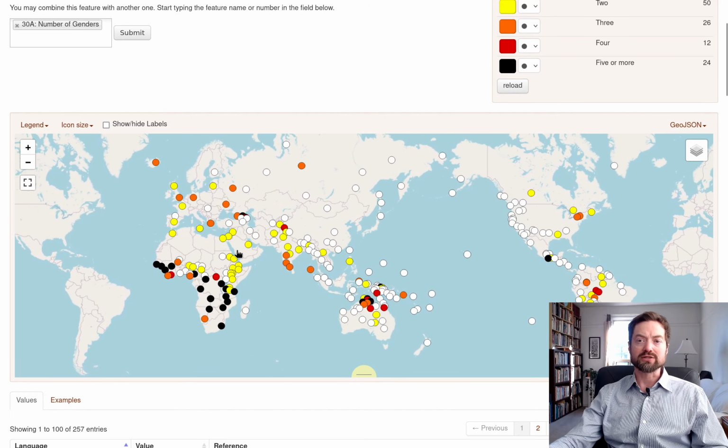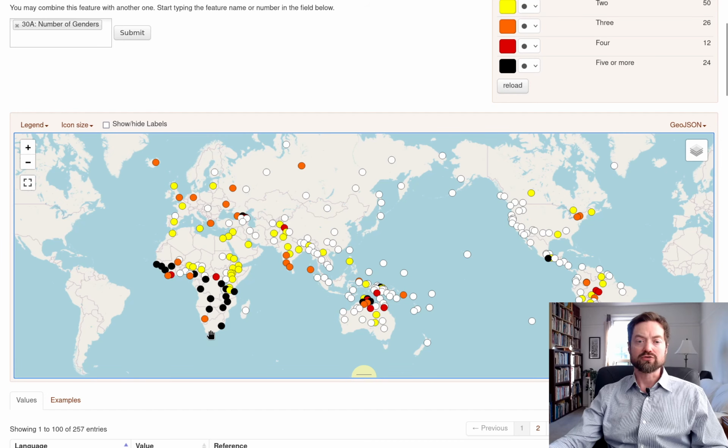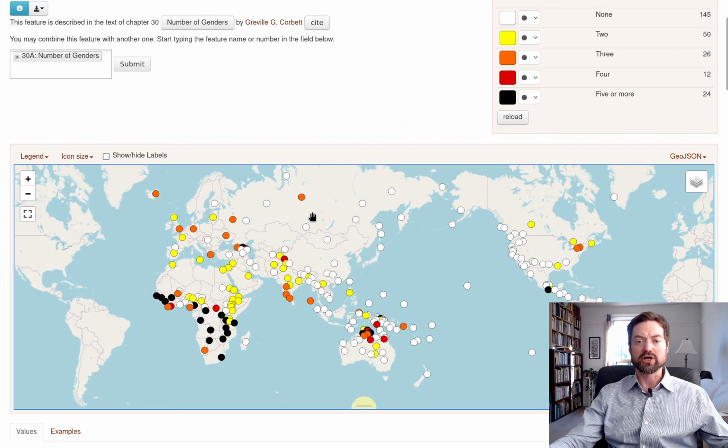Well, one thing that stands out is that the complex gender systems with 5 or more genders are concentrated in Africa, as well as a few here in Papua and Northern Australia. So that's really quite concentrated. And the idea of 3, so that would typically be masculine, feminine, and neuter, is kind of mixed in. Also, we see that a lot of East Asia is really non-gender.